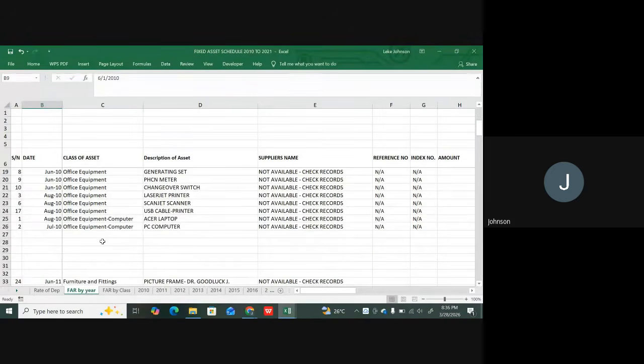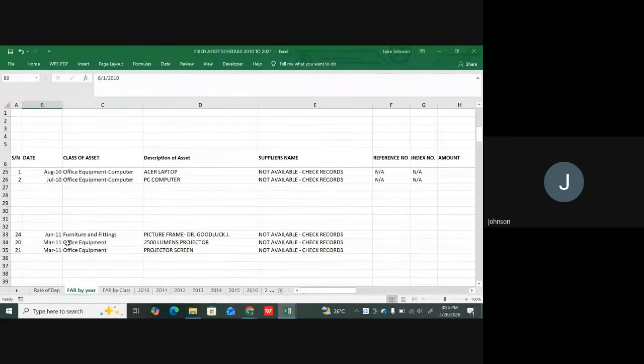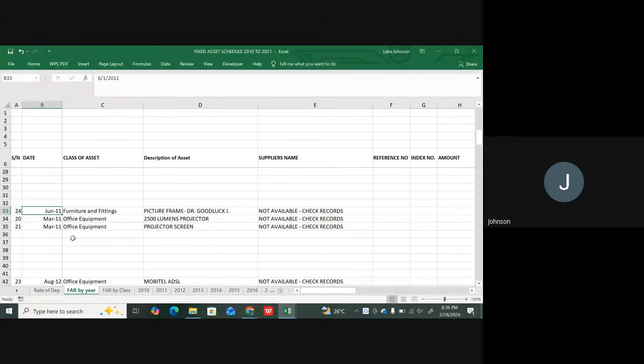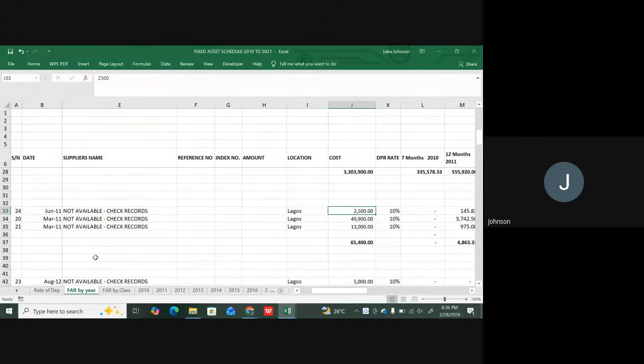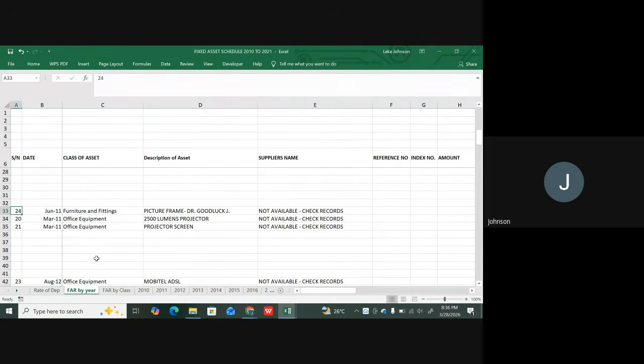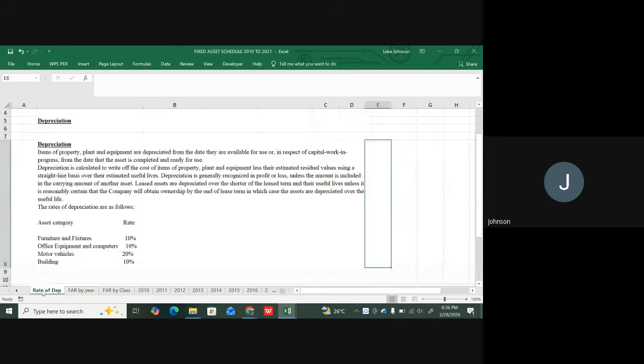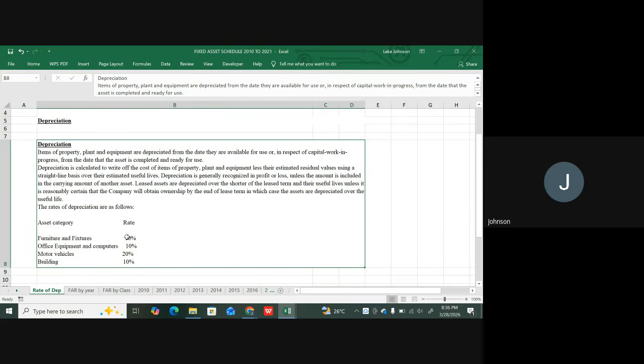Once we are done with the assets that were purchased in 2010, we now go to 2011. So when you come over here, only 3 assets were purchased in 2011. So you now come over here and you check them. So these are the cost of the assets. And then what kind of asset is it? It's only motor vehicle that is different. For all the others, the rate of depreciation is 10%, and only motor vehicle has 20%.